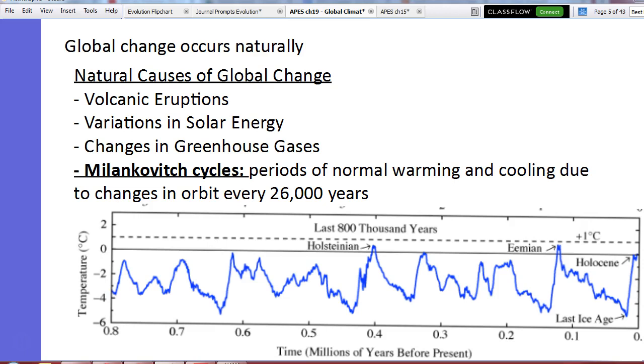Volcanoes. We're going to talk about volcanoes. Volcanoes can actually cause the Earth to cool based on the gases they emit and because they produce so much soot. Variations in solar energy, the amount of sunlight or energy coming at us from the sun, can change how much our Earth is warming or cooling. And changes in greenhouse gases. You guys saw that methane is a greenhouse gas. Most of these greenhouse gases are naturally occurring. So because they're naturally occurring, they can also fluctuate as well.